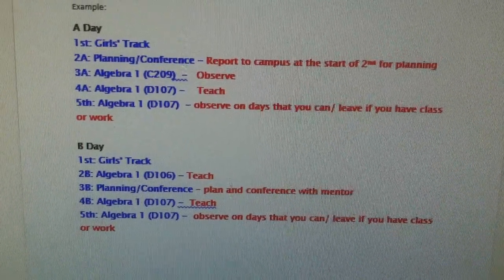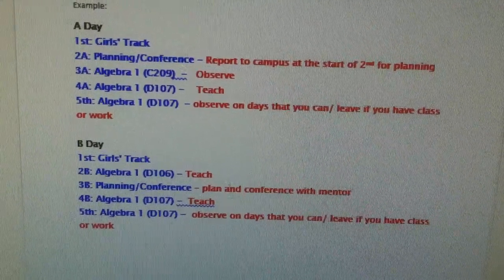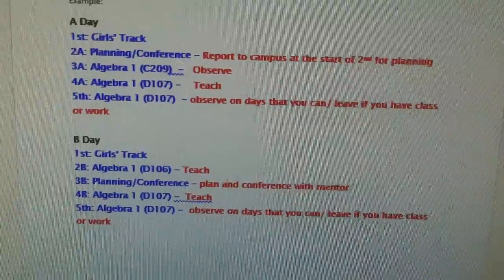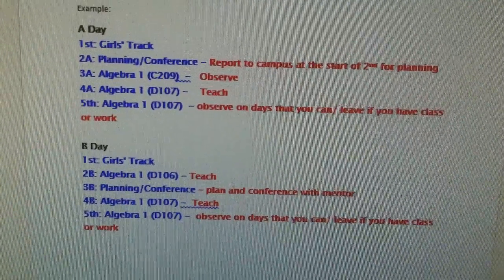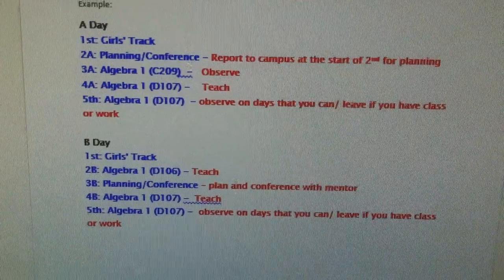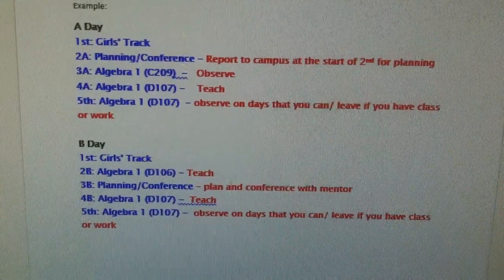During fifth period, this apprentice teacher would stay whenever they were able to and observe or co-teach, but on days that they couldn't, perhaps because they have to come to UNT and take a class, then they would leave at the end of fourth block.